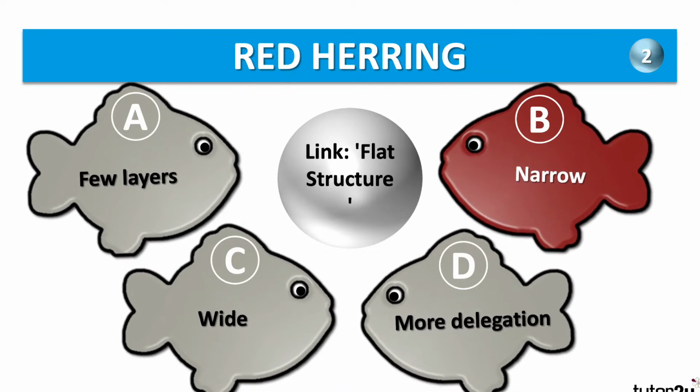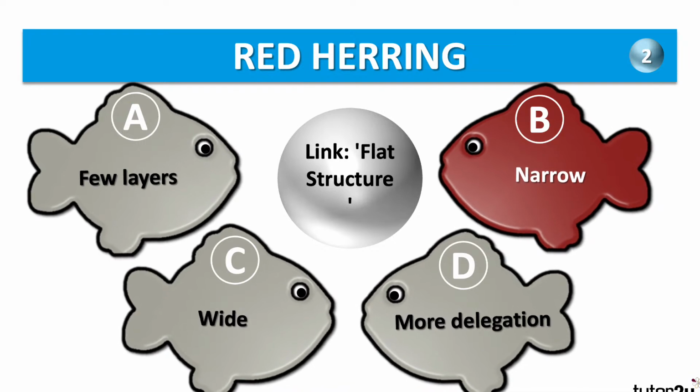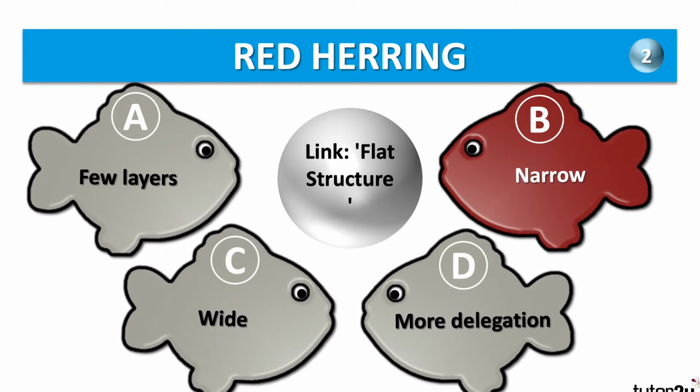C was wide spans of control. Flat structures offer a small opportunity for delegation given the wider spans of control. And narrow we would associate with a tall structure, narrower spans of control.